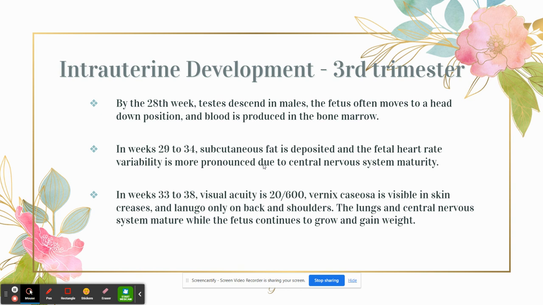Vernix caseosa is visible in skin creases, so it starts to fade and diminish, but it's still present in the creases. And lanugo might be found, but usually only on the back and shoulders. It starts to decrease as the infant or the fetal skin thickens and becomes more able to withstand being immersed in amniotic fluid.